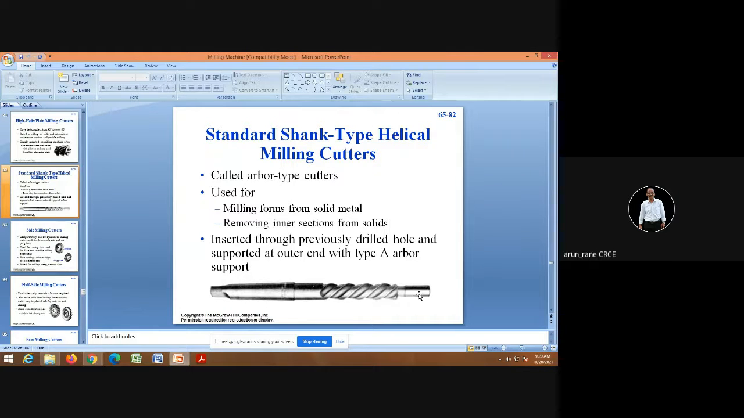There is a pilot here, and these type of cutters are used for enlarging the drilled hole. So this pilot, see here, this is fixed inside the spindle. This is a taper, so it goes inside the spindle, and this front portion, that is this pilot portion, it gets guided inside the drilled hole.